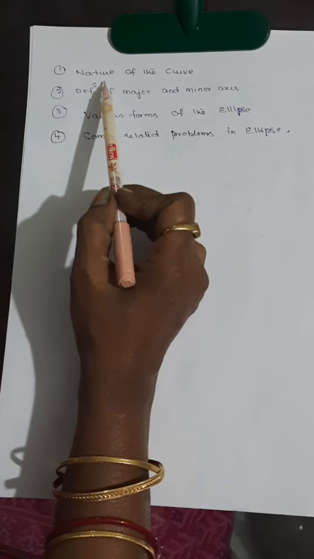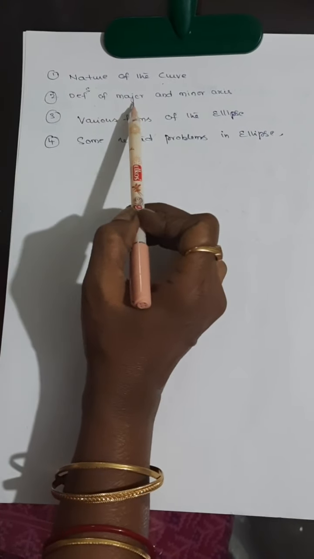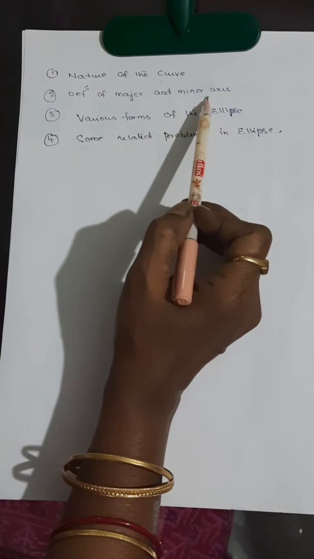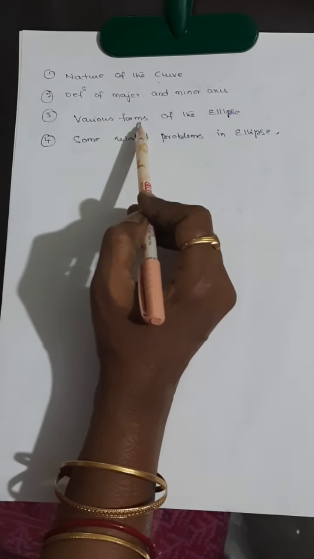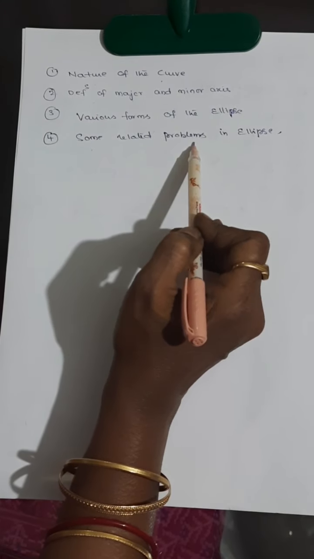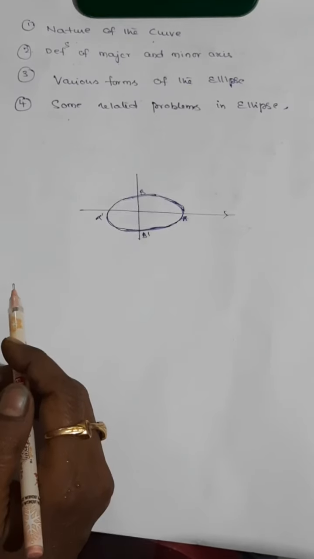Today we are going to learn the following topics. What are the following topics? First, nature of the curve. Second, definitions of major and minor axis. Third one is various forms of the ellipse. Fourth one is some related problems in ellipse.